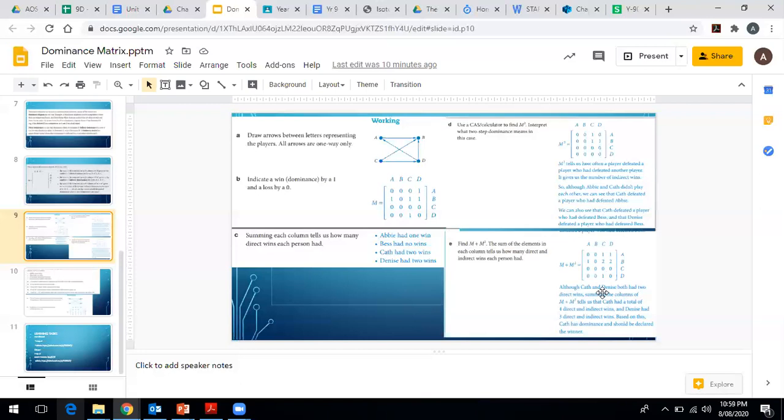You may get one of these dominance questions in the SAC. So just check the scenario, draw the diagram, matrix, and just answer the question. It's pretty simple, and if you do more practice, it will make more sense.